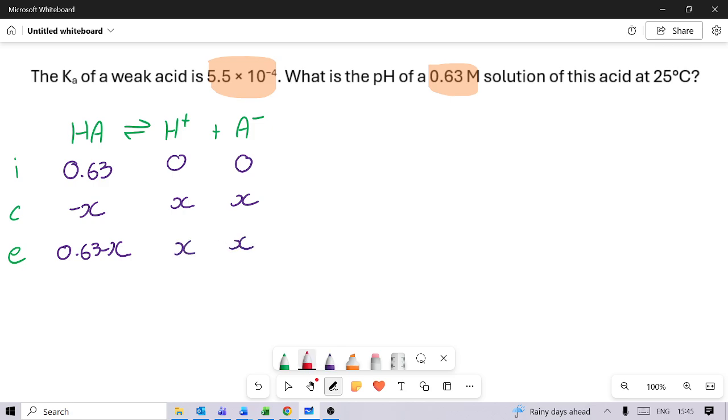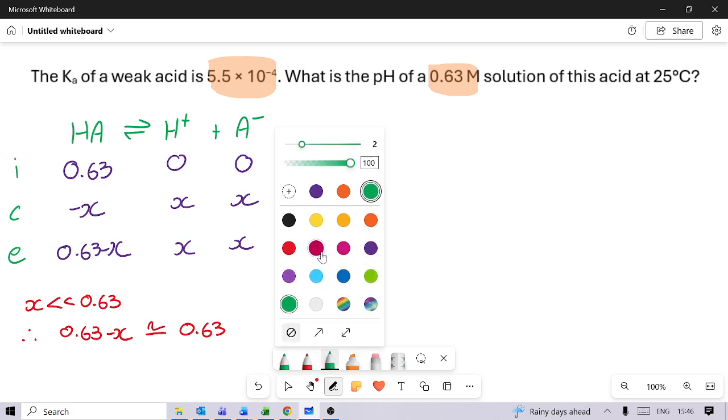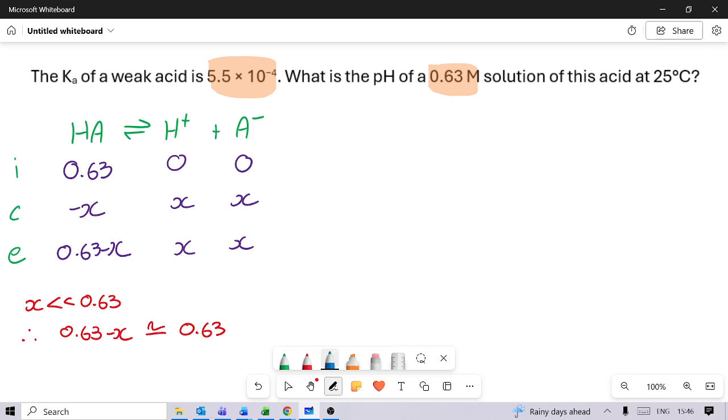Now, at this point, you can say that x is way smaller than 0.63. Therefore, 0.63 minus x is approximately 0.63. Once you write all this information, we can start working the calculation out, because this is also a very important part of the reaction. But first start by writing Ka equals.